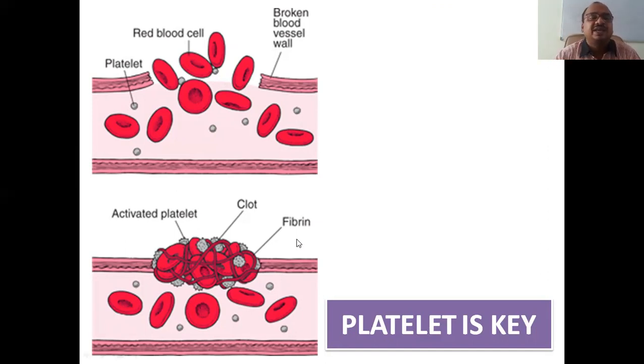See here, activated platelet, clot, fibrin. See here, the thread-like structure I told you about, this is called fibrin. Clot, this entire step is called RBC, activated platelet or white color. Okay, this diagram you must write in the examination, and the points also you have to describe.